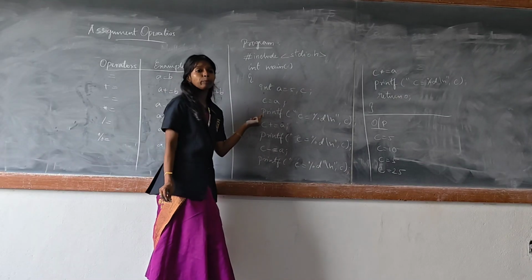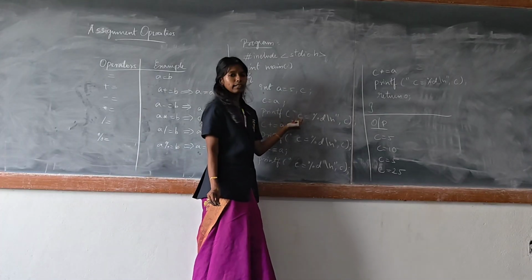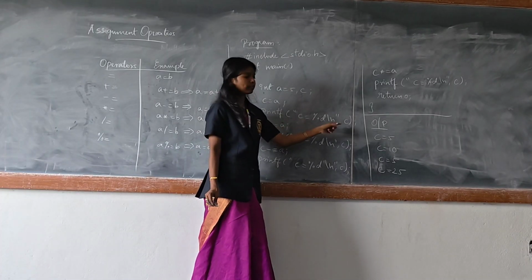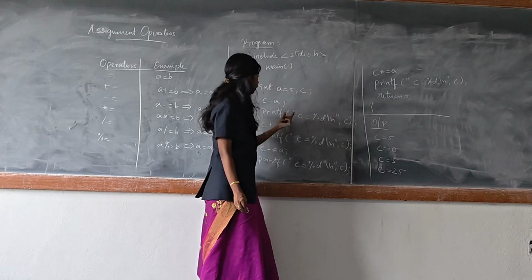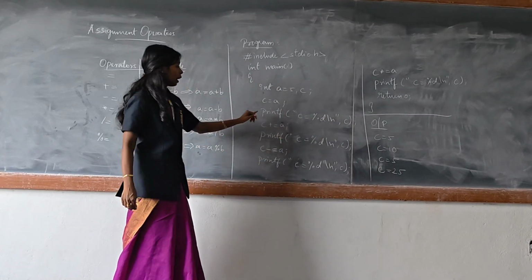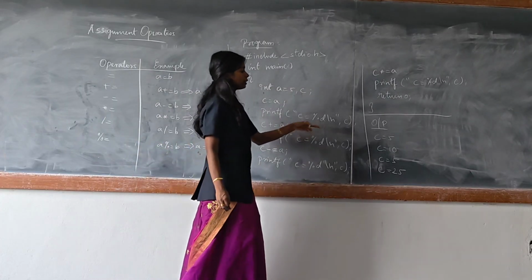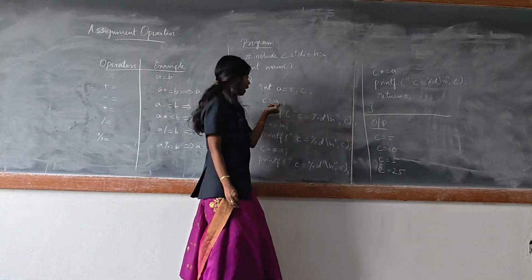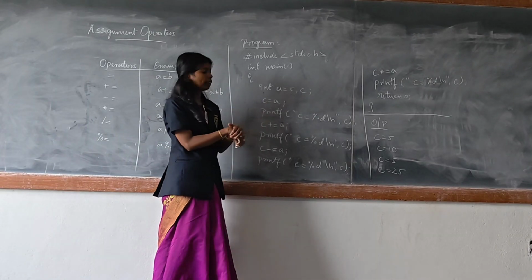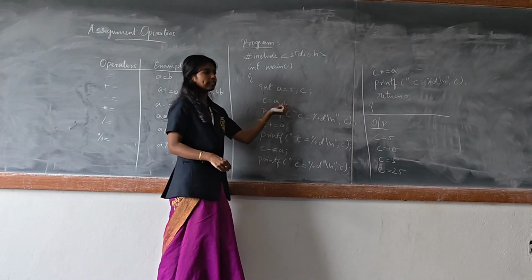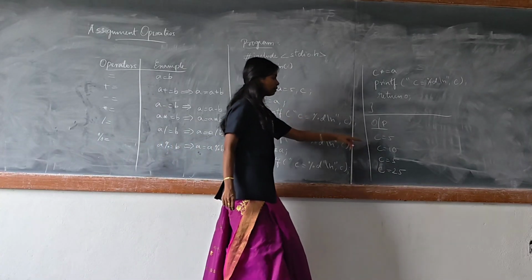Now I am going to print the value of C. printf of double quotation C equal to percentage d backslash n comma C. In this I have printed the value of C. Now the value of C is 5, because I have assigned the value of A to C, right? C equal to A means the value of A is assigned to C. So now the value of C is 5.